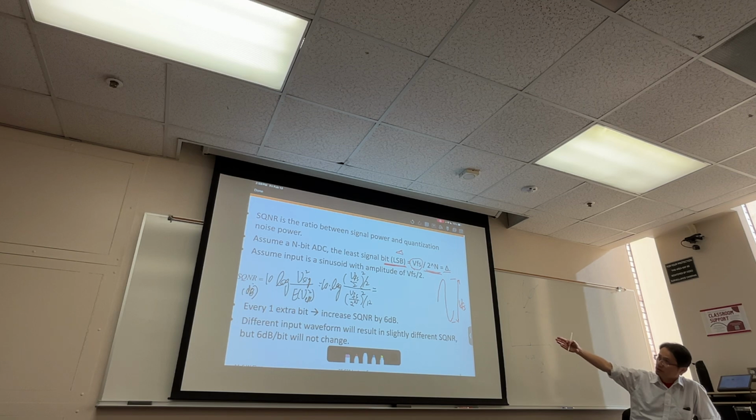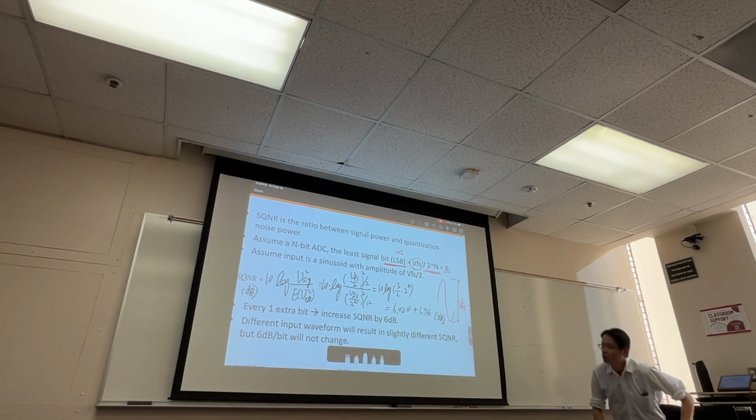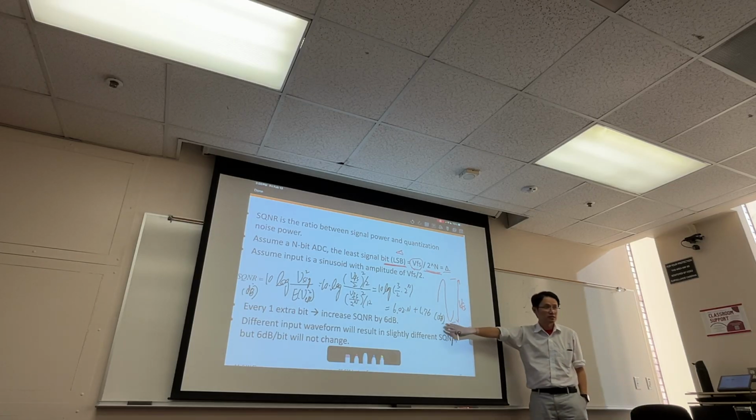Okay, so I think we are done because why? VFS, they cancel out, right? It turns out that the exact VFS number doesn't matter. You are 1 volt, 10 volt, 1 millivolt, it's all the same thing. So I get 10 log of 3 halves times 2 to the power of n. If you expand this, you get 6.02 times n plus 1.76 dB. And this will be the second equation that I suggest you memorize.